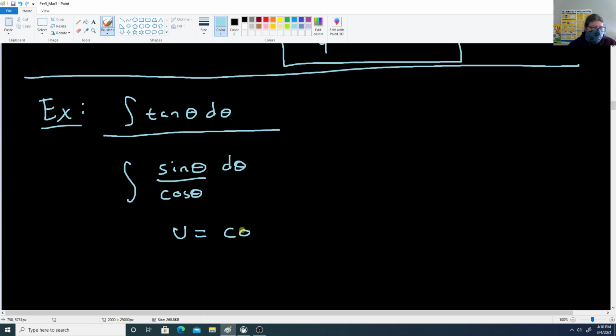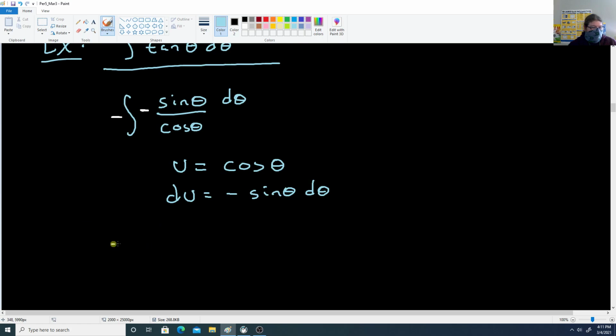So if I set u equal to cosine of theta, then du, if I take the derivative of cosine, is negative sine of theta d theta. So I get the sine theta d theta, but I'm missing a negative. So I have to put a negative here, and if I put a negative there, we have to put a negative out front to keep the equation balanced. So when I do this, I get negative integral of, it's going to be 1 over cosine is 1 over u, and negative sine theta d theta, that all is du, and I'll write that off to the side.